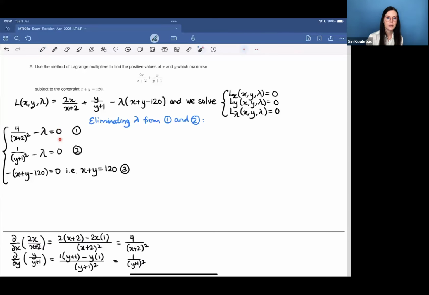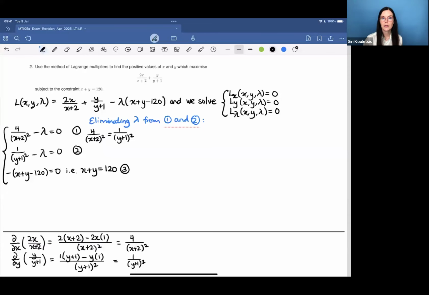So looking at the first two equations then, if we send this minus lambda to the other side, we have that lambda equals 4 over x plus 2 all squared. And in the second equation, we see that sending lambda to the other side, or adding plus lambda to both sides, if you like, we have that lambda equals 1 over y plus 1 all squared. And so these two expressions for lambda can then be equated as follows.